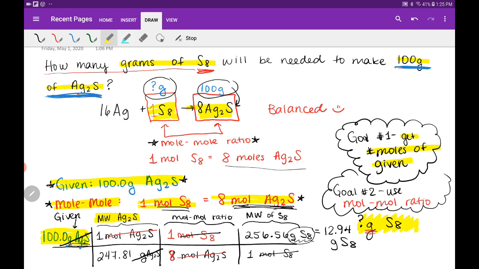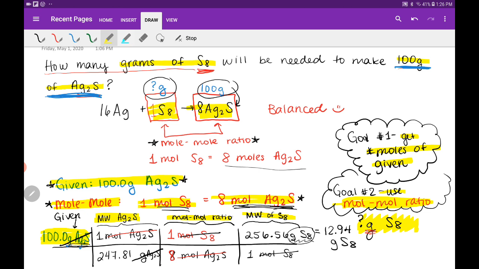So why did we have to get moles? Because our second goal is to use the mole-mole ratio, and those units have to be identical. The mole-mole ratio is in moles, so if you don't have moles, you got to get moles. So we got our moles, we used our mole-mole ratio in our second step here, and then when we finished our mole ratio, that gave us our answer in terms of moles of S8, but that's not what we wanted. We wanted grams of S8. How do you convert moles of S8 to grams of S8? You use molecular weight of S8.